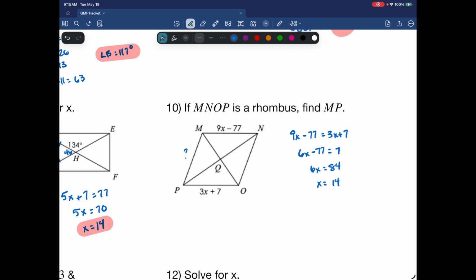All right, and then you just need to plug it into one of them. So 3 times 14 plus 7. That's going to give you 42 plus 7. That's going to be 49. And if one side is 49, all sides are 49. So that's my answer, because it's a rhombus.